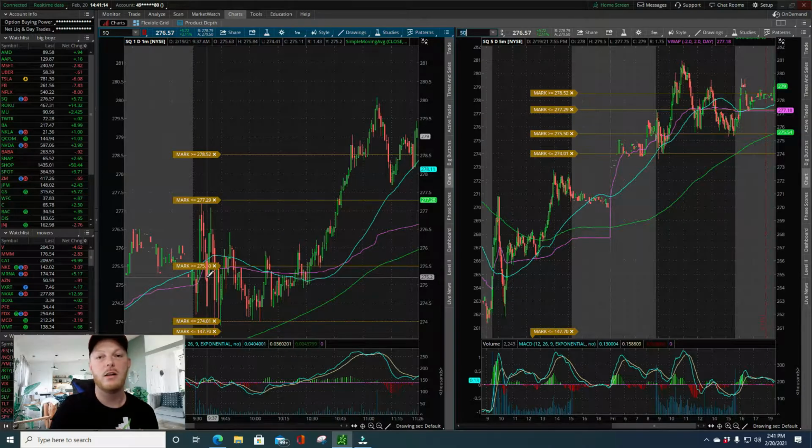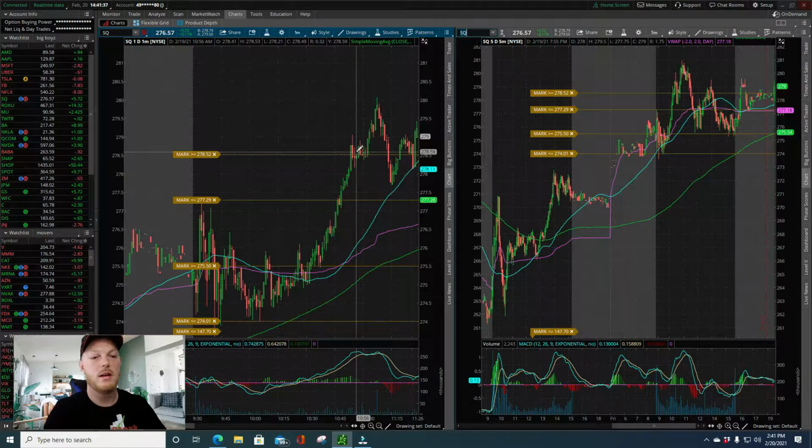275.50 was a psychological level for this play for me. As I saw Square bouncing above the VWAP, I took the trade at 275.50, and as you can see, it came all the way up to 278.58. Now, how did I know that that was going to happen? I didn't. But what rules did I have set in place?